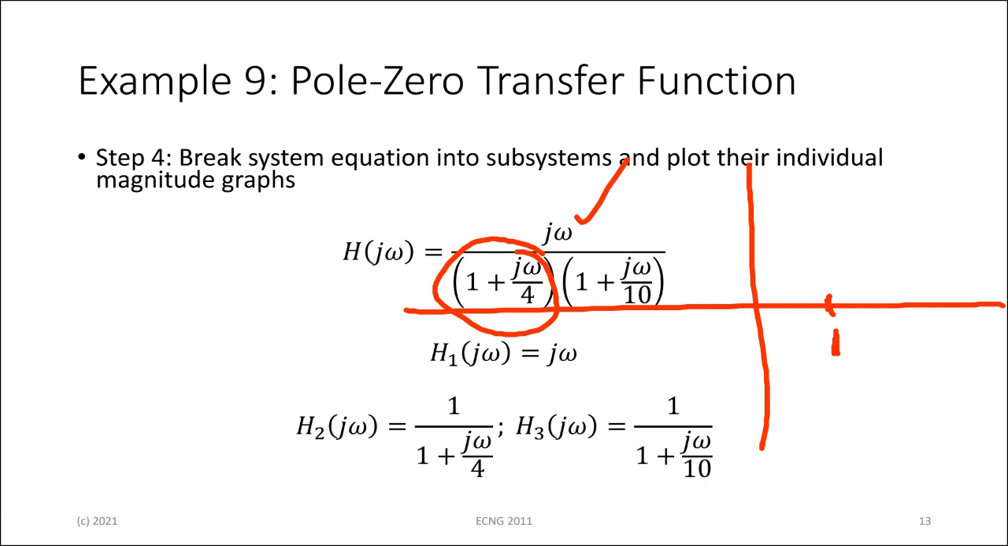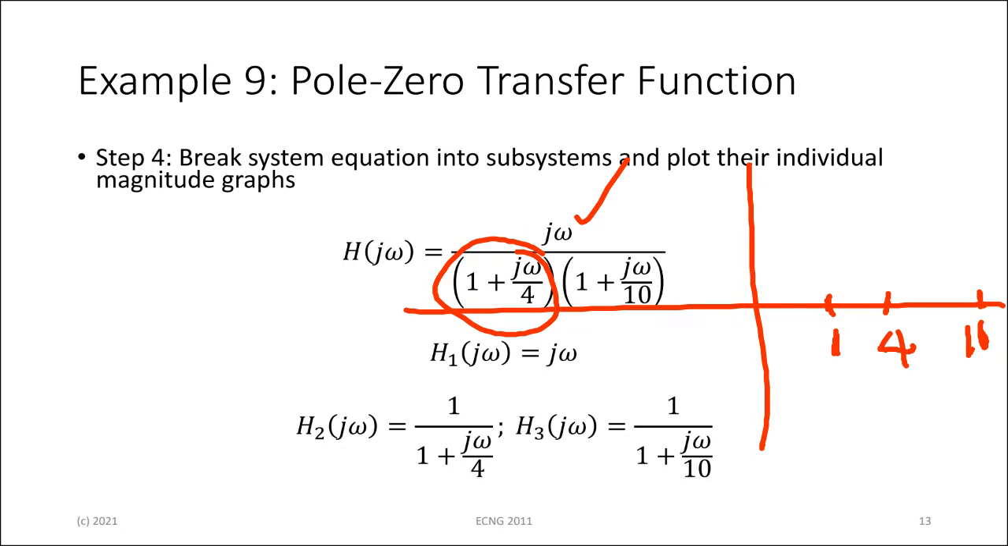Then this one, what's the corner frequency for that? Omega equal to? Don't all rush. What's the corner frequency for that? A lot of hard mathematics here. Corner frequency for that is 4. And the corner frequency for that is 10. So let's put all of the 3 plots now together.